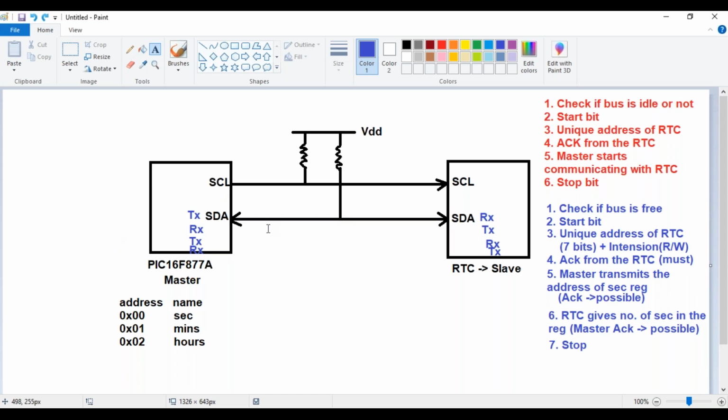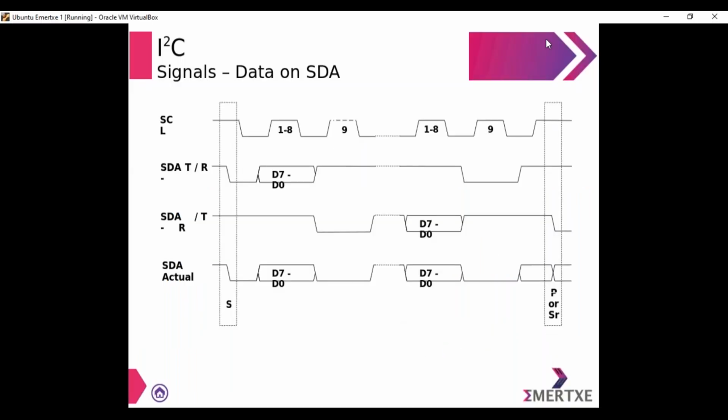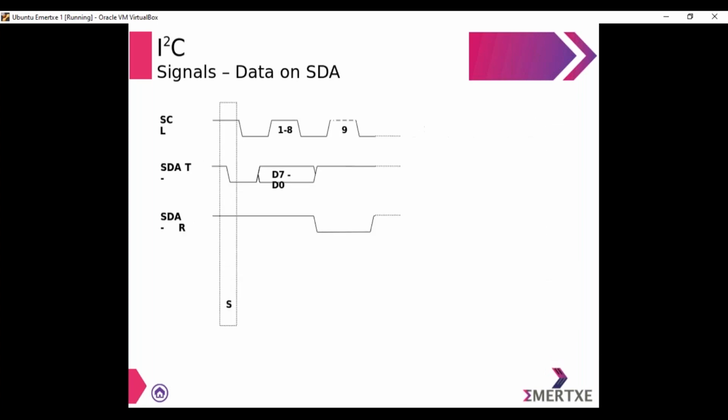Okay, I have a doubt from somebody. Ma'am, please repeat what happens at the low level and high level of the clock and the data line both. Okay. Now I will explain this signal diagram again.